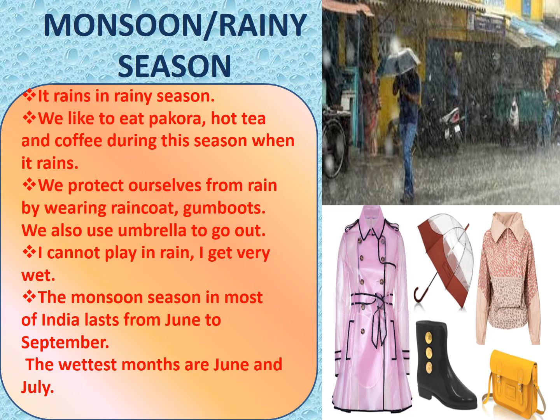Monsoon season is the wettest season of the year. And it comes right after the summer. And it lasts from June to September. And the wettest months are June and July.